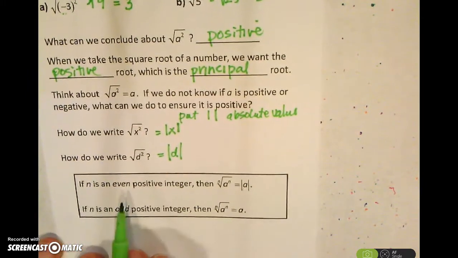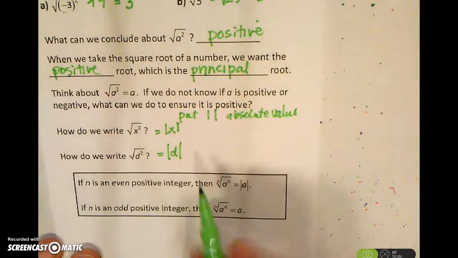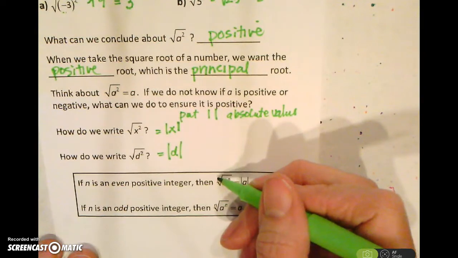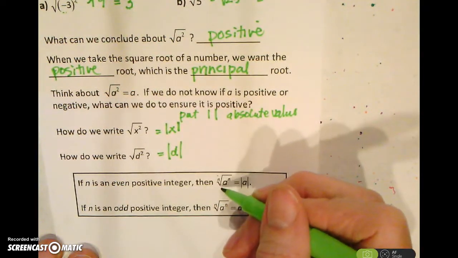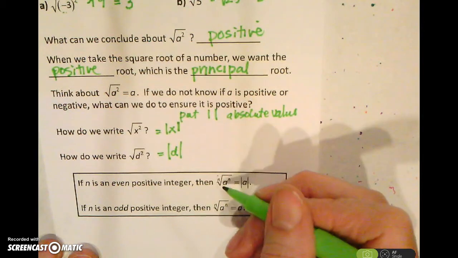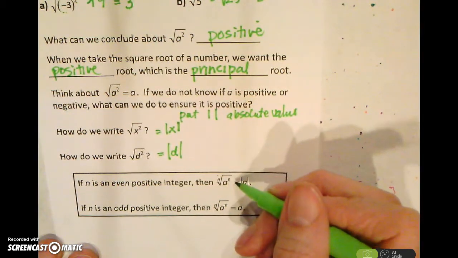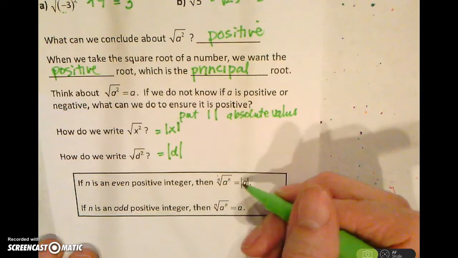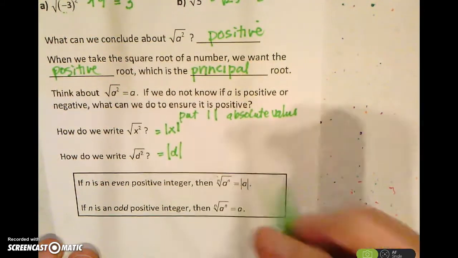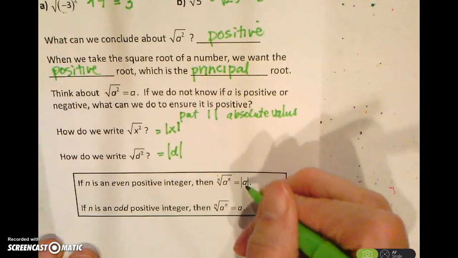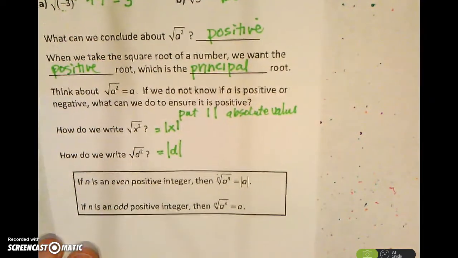So if n is an even positive integer, so it doesn't matter if it's a square root, so the square root of a squared, the fourth root of a to the fourth, the sixth root of a to the sixth, we have to use absolute value bars because they all have both a positive root and a negative root. So we don't know. So we're going to force that and make that be positive.